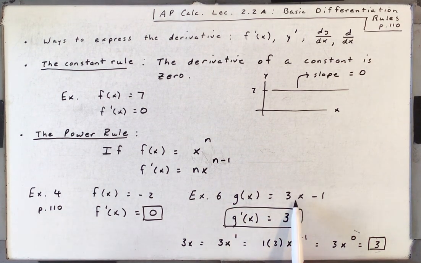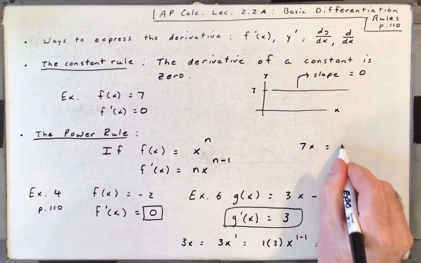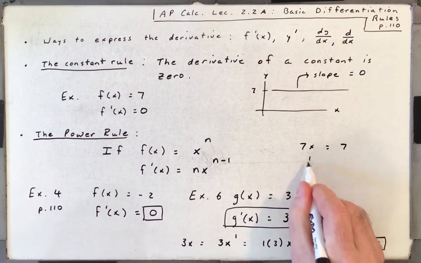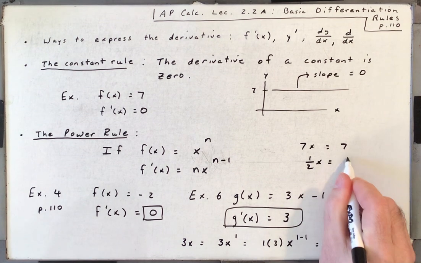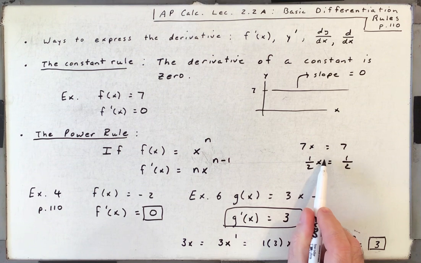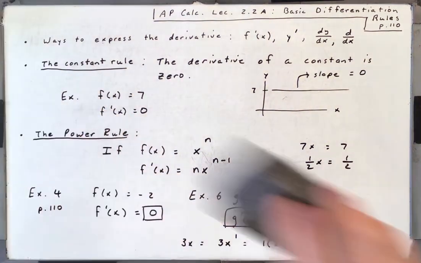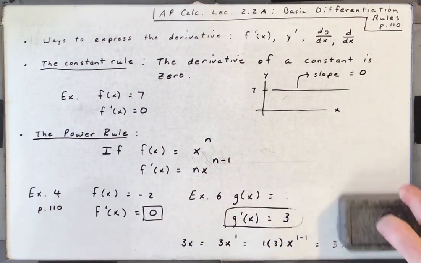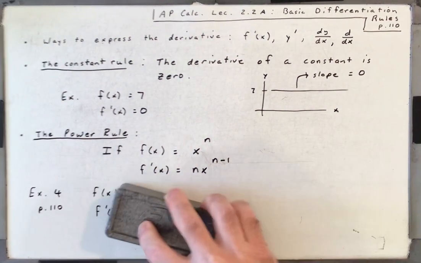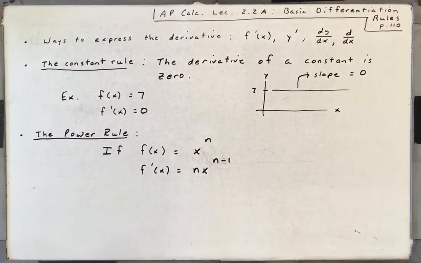So the derivative of 7x is going to be 7. The derivative of 1/2 x is going to be 1/2. You just drop the x because when you subtract 1 from that exponent, it's going to end up being the 0 power. All right. So let's do number 8.